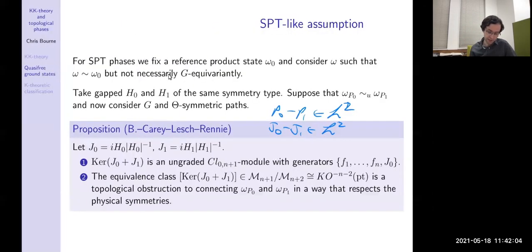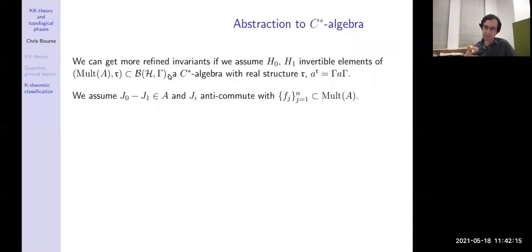Before, I had this assumption that the two ground states were unitary equivalent, which translated into J0 and J1 being close in some sense. Now I need to argue a bit more abstractly and say that the difference of J0 and J1 should just be an element of the C-star algebra A, so some kind of locality condition. But they should still anti-commute with these skew-adjoint unitaries, which I'm just assuming live within the multiplier algebra.